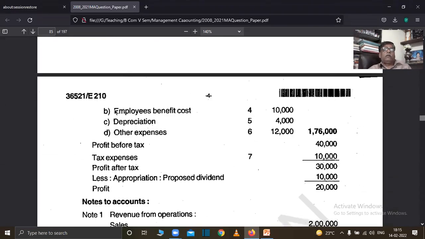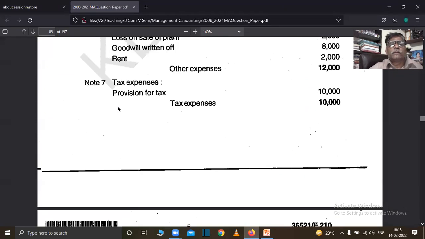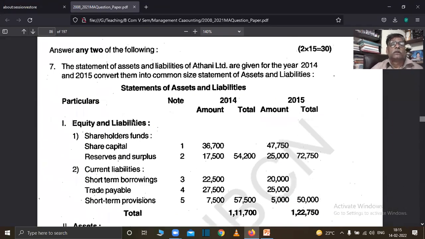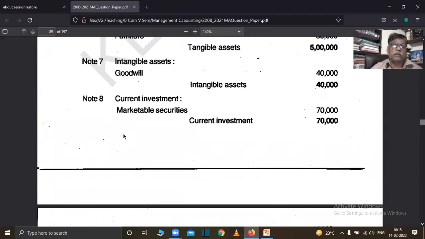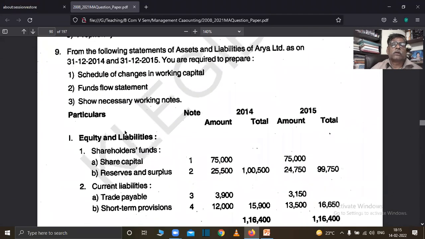In the 2017 question paper, section C, question number 7, question number 8, question number 9. You see this question number 9. This is the question asked for 2017 Rani Chennamma University related with fund flow statement. They asked to prepare schedule of changes in working capital first, fund flow statement second, necessary notes. Only 3 items they asked, but you have to prepare the required things.